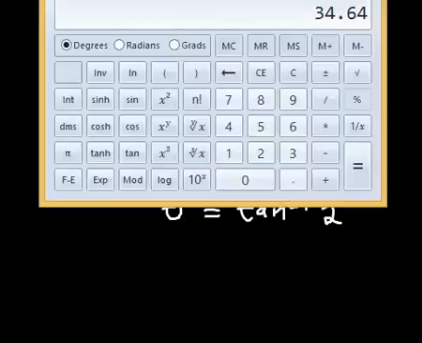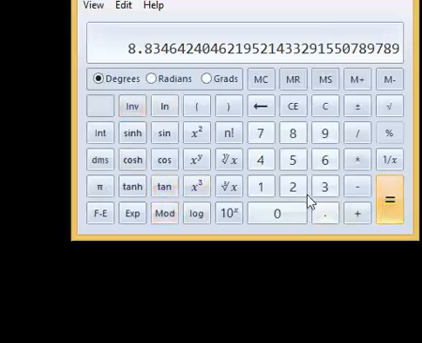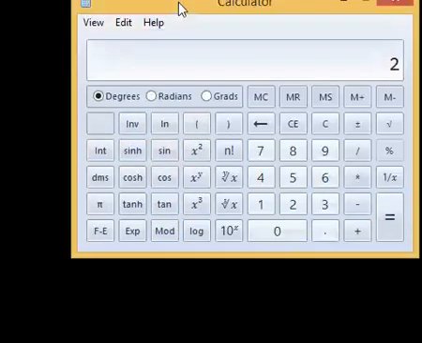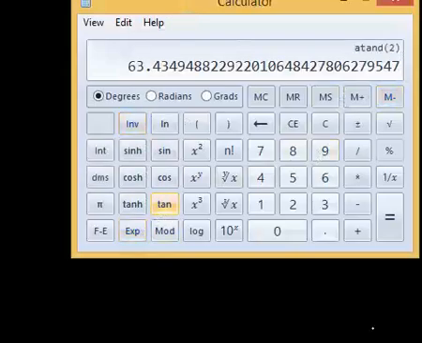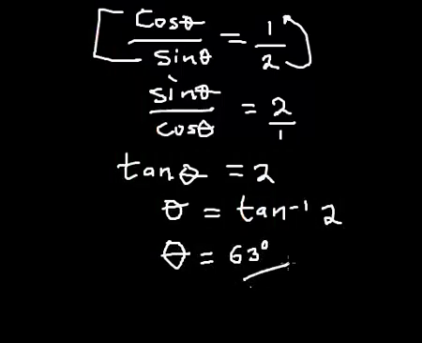Let's use the calculator for the tan inverse of 2. So shift, tan. First of all, I have to put the 2. The way this scientific calculator is structured is such that I have to write the number I want to find the inverse of first. So 2, then inverse tan, right? So that's 63. So that angle is approximately 63 degrees.